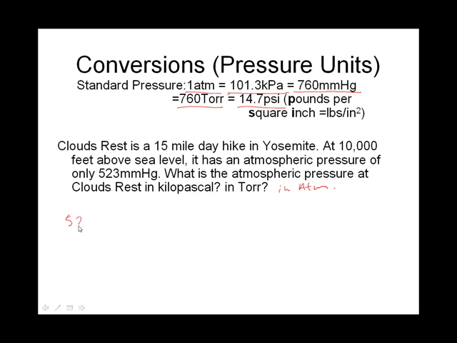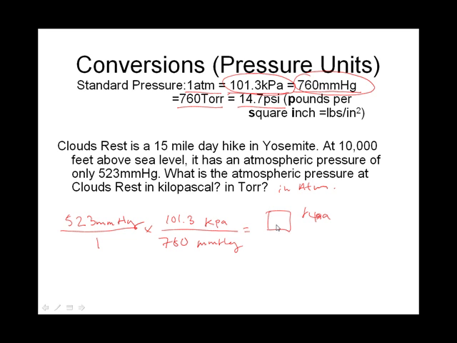So if I were to take the 523 millimeters of Hg and convert it into kilopascal, I would put this over 1 and use the millimeters of Hg unit as well as the kPa unit and put these into a conversion factor. In my conversion factor, I'm going to put the millimeters of Hg down here, 760, and I'm going to put the kilopascal up here, 101.3 kPa, and that should give you the kilopascal. And now you know how to convert between the units of pressure.